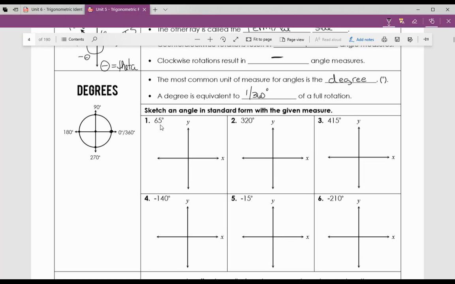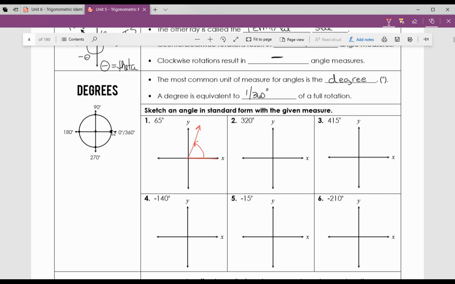So 65 degrees, positive 65 degrees. We will start here. I'll draw those in red. This is our initial side, and we will rotate this way, not quite to 90. And I will put my markings there. So that is a 65-degree angle. Rough estimate, not exact. I'd have to pull out my protractor if I wanted it to be exact.